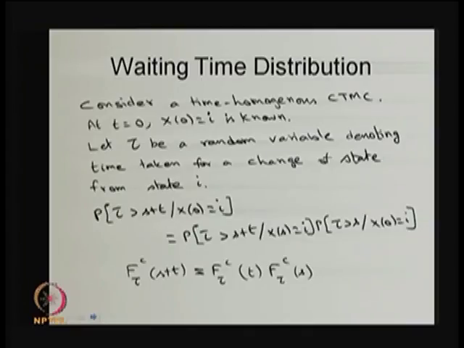Let me define the random variable tau, denoting the time taken for a change of state from the state I. Change of state means it does not matter which state it goes to. My interest is to find out the waiting time distribution for the state I, the time spent in the state I.